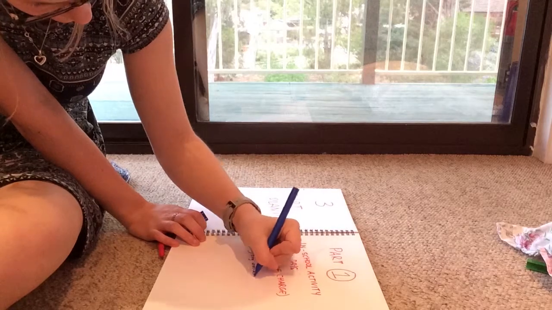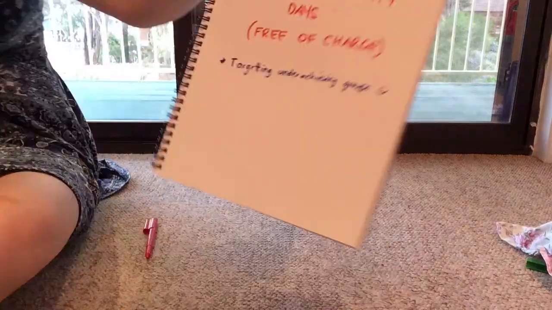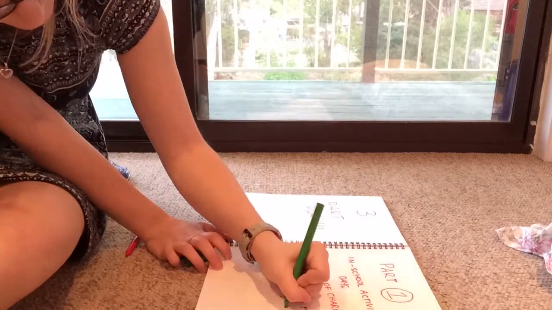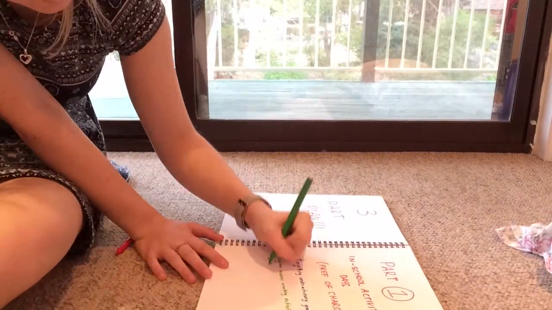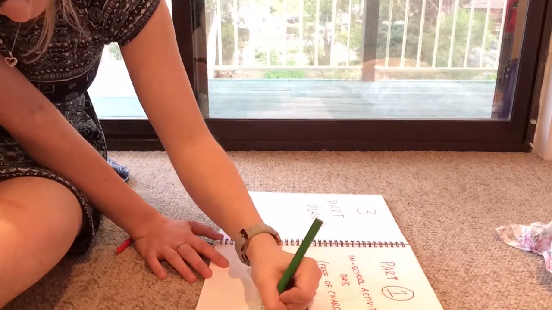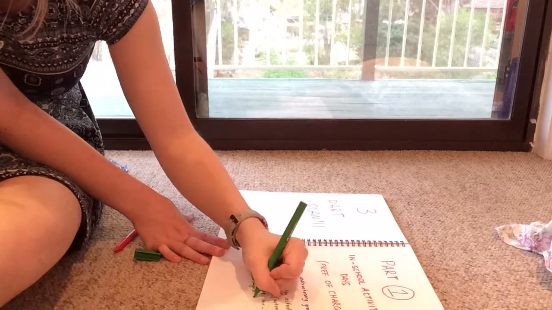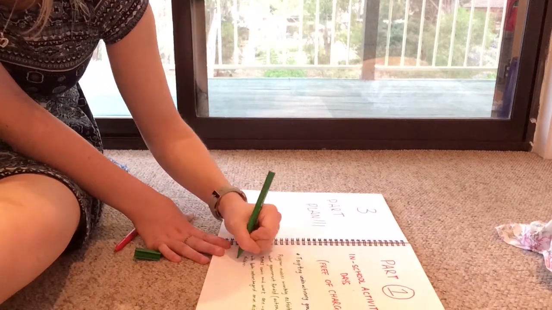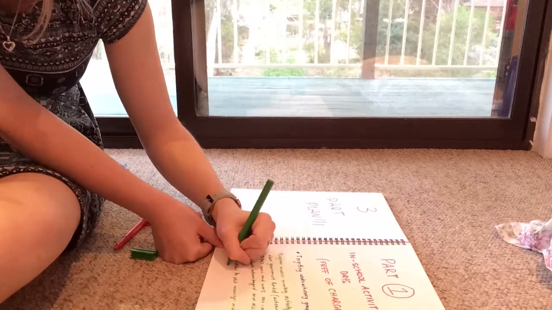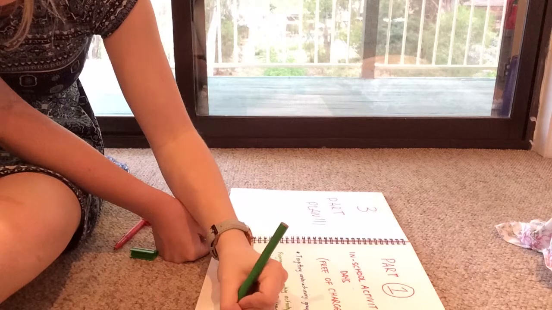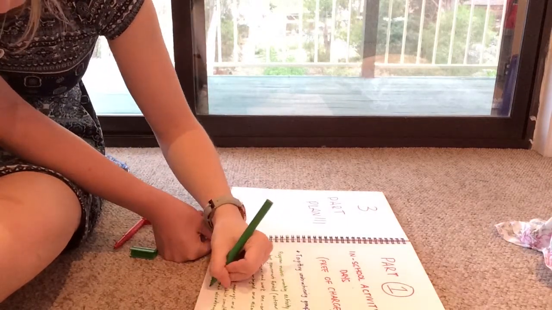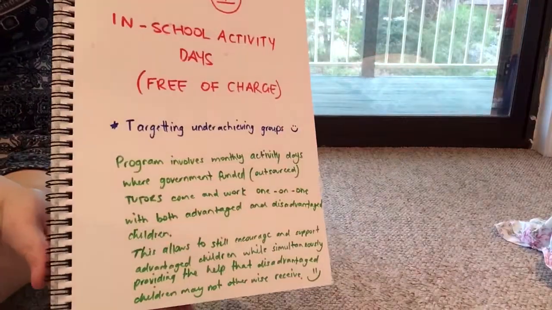This part of the plan will target the underachieving groups in that the program involves monthly activity days where government-funded outsourced tutors come and work one-on-one with both advantaged and disadvantaged children. This allows us to still encourage and support the advantaged children while simultaneously providing the help that disadvantaged children may not otherwise receive. This program will be free in order that all children may be able to have access to it.